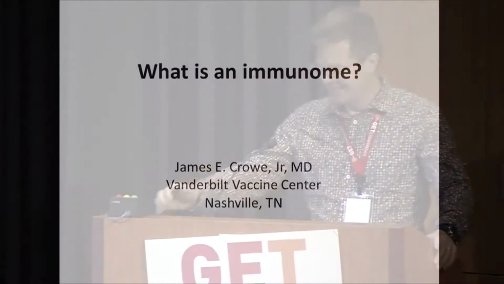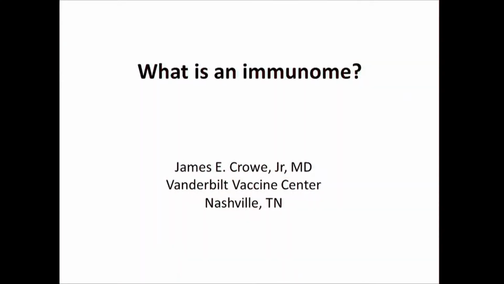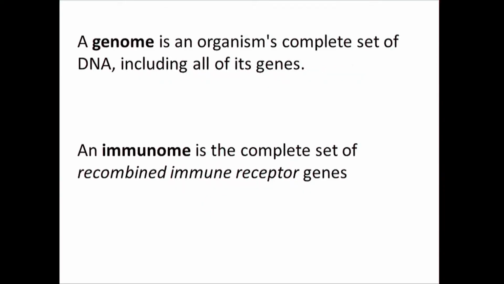It's been great. It's my first GET event, and I was here yesterday and today, and it's been very interesting and fun for me. I'm going to tell you about a new OME that's coming along. You know about genome. A genome is the complete set of DNA and all the genes. An immunome is a term that we are using for the complete set of recombined immune receptor genes.